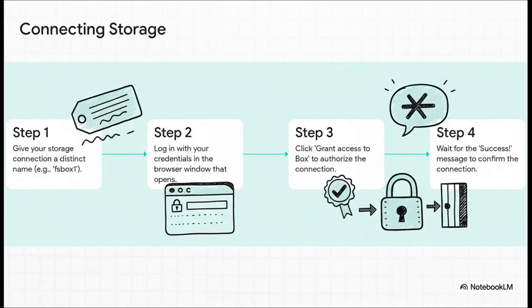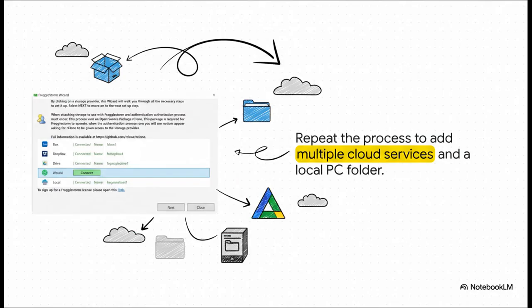The process from here is really straightforward. First, you'll give the connection a unique name. This is just so you can tell it apart later. Then a new browser window will pop up where you'll log into your Box account. After you log in, you just have to click to authorize the connection. And once you see that success message, you know you're good to go. And you just rinse and repeat. You do that same process for every other storage provider you want to add. As you can see here, we've already connected Box, Dropbox, Google Drive, and even a local folder right on the computer. Once you've added everything you want, just click Next.